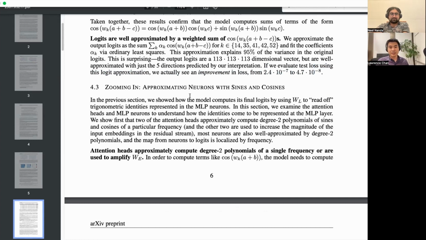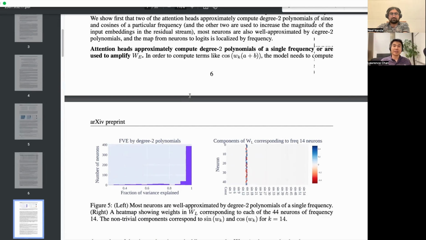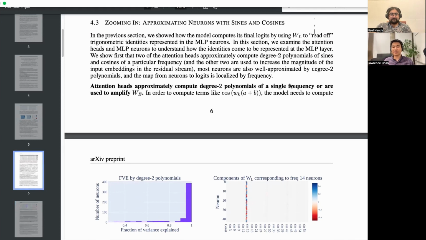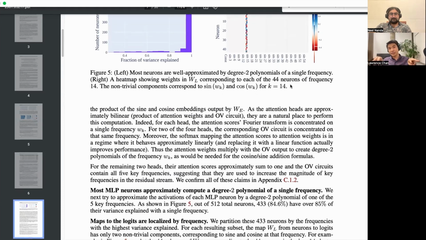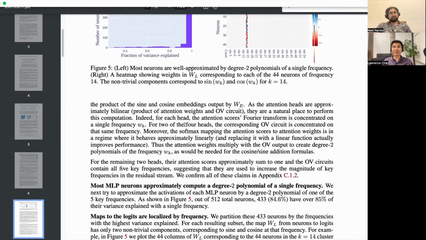Yeah, of course. So in the previous part, we talked about how the neuron logit map W_L reads off trig identities from the MLP layer. In 4.3, we try to answer the question: how does the MLP layer actually represent the trig identities? First of all, we show that 2 of the attention heads compute degree 2 polynomials of sines and cosines. So basically it takes sine and cosine of a particular frequency and multiplies them together. And then the other 2 heads increase the magnitude of input embeddings in the original scheme.